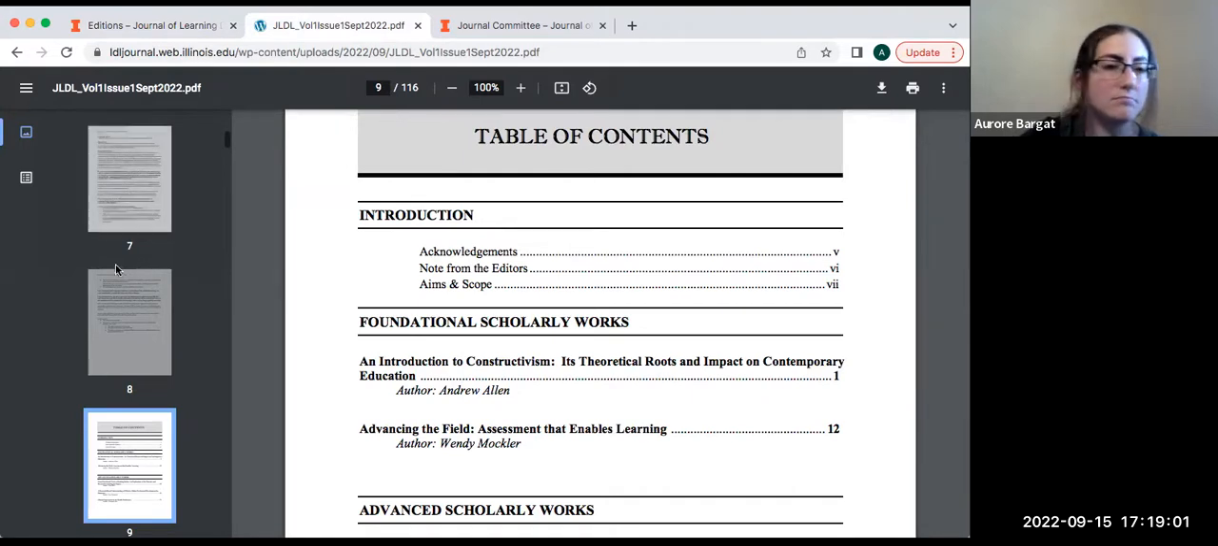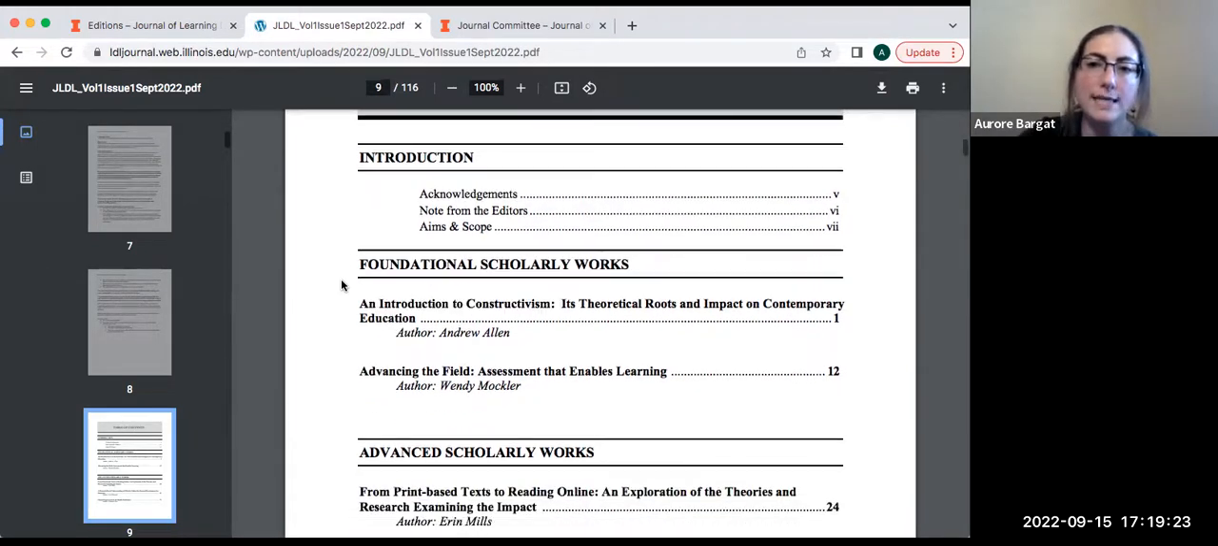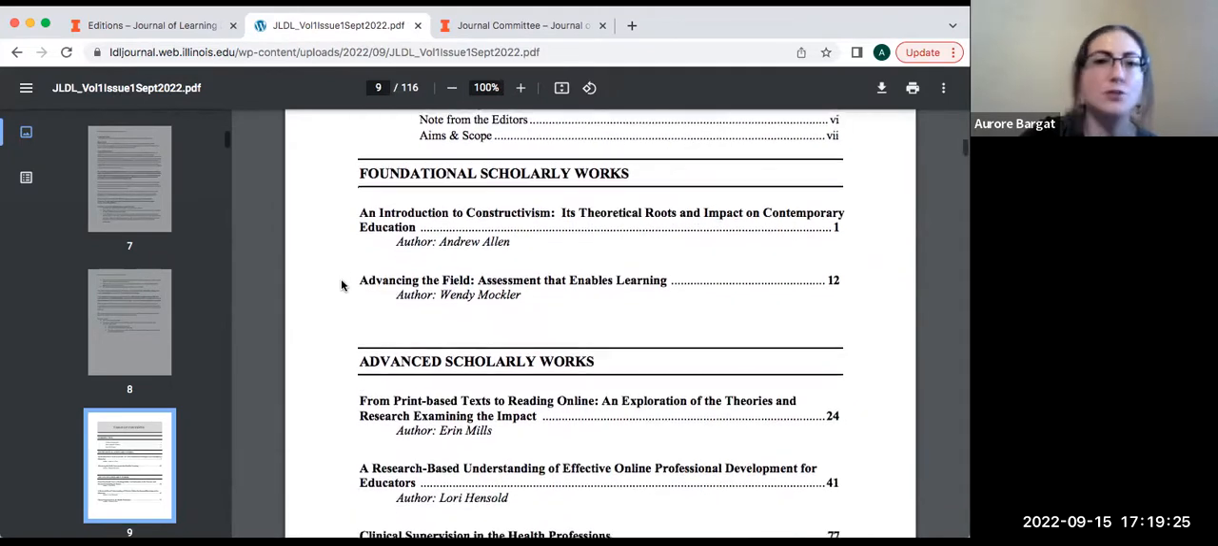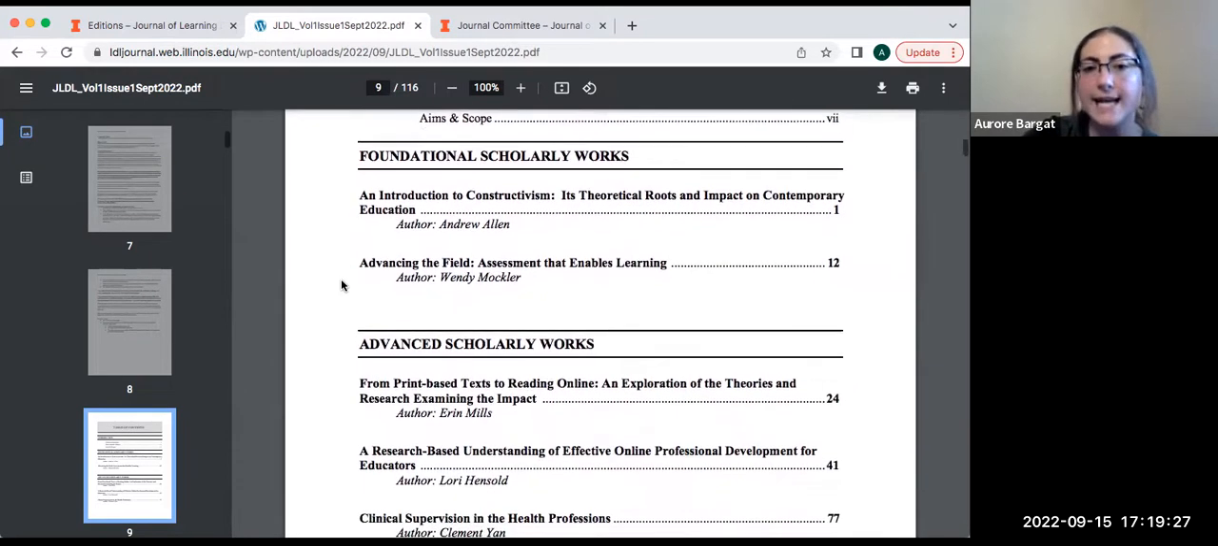And the logo, the first page, cover page, et cetera, are the same. We have the acknowledgement. What I wanted to show you here quickly was just the table of contents so that you have an idea of how it's organized. Of course, we have the acknowledgement from the editors, meaning Natalia and myself, and a page on the aim and scope of the journal. But what Natalia mentioned earlier was that division between foundational scholarly work and advanced scholarly work.